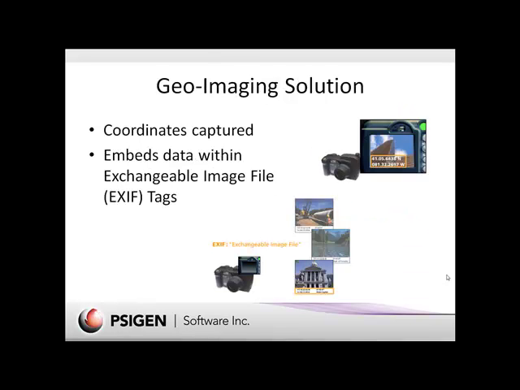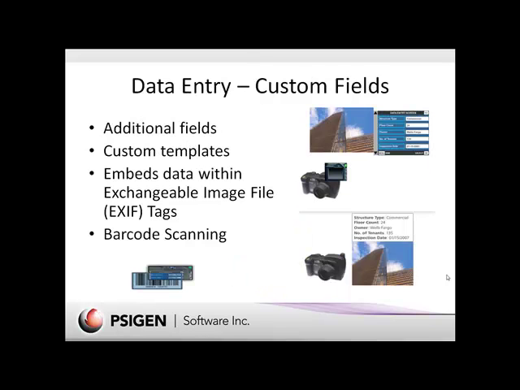The GeoImaging solution provides the ability to capture GPS coordinates of the photographed item. It embeds the data within EXIF tags within the JPEG image that can then be exported using SiCapture. It also provides the ability to create customized fields for data entry during the time of the picture capture. You can enter data through a data entry screen, and this particular one is for a building department that's doing inspections, where they capture the structure type and other types of information about the photographed image.